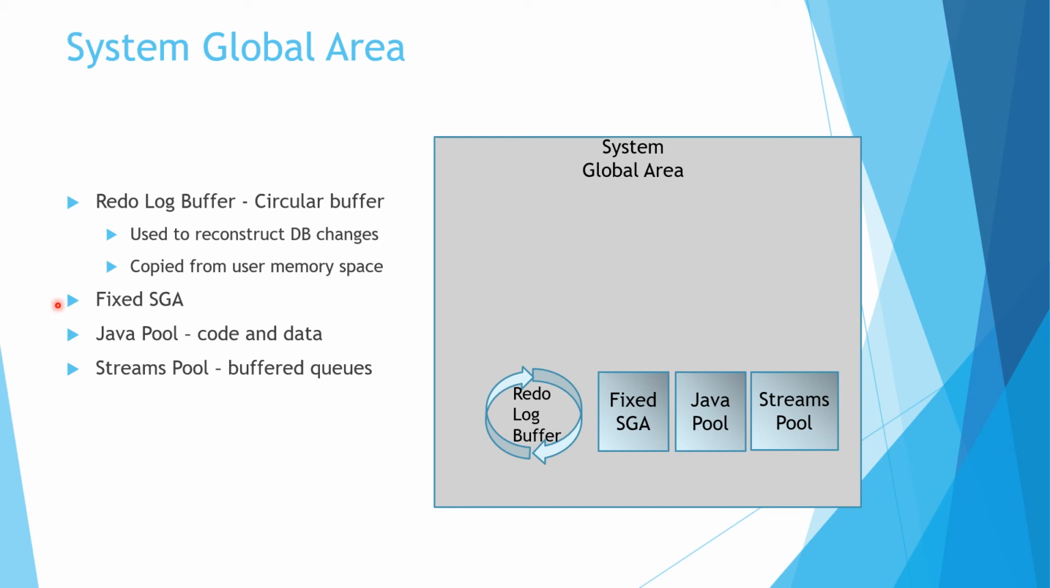It maintains the database and instance state and information about locks. In a dedicated server connection, the Java pool contains all the shared Java code but not the user session state. In the shared server configuration, the Java pool includes shared Java code and some UGA session state information. The database contains a Java pool advisor which can be switched on by setting the statistics_level parameter to typical or higher. The streams pool stores the messages of buffered queues.